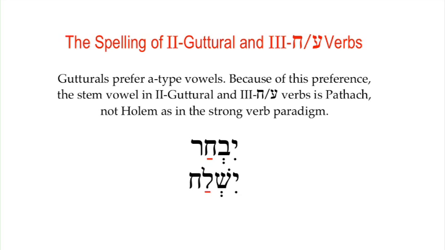The reason that the stem vowel is pathach, an A-class vowel, is because of the guttural in the 3rd root position or in the 2nd root position. Gutturals prefer A-class vowels, and as such, the guttural will take the A-class stem vowel.